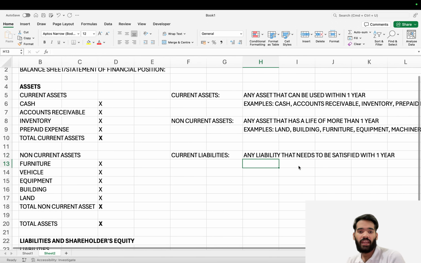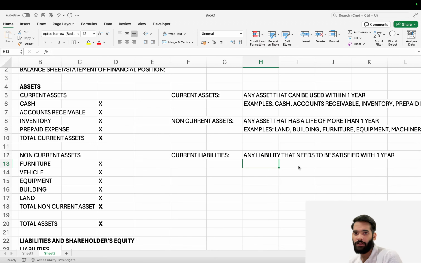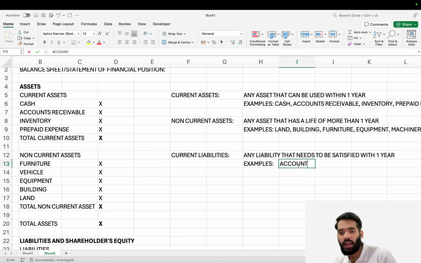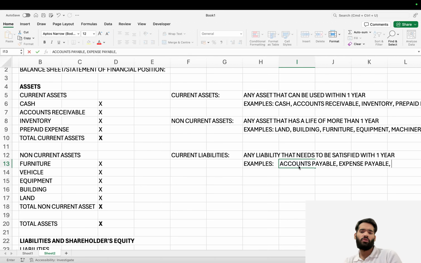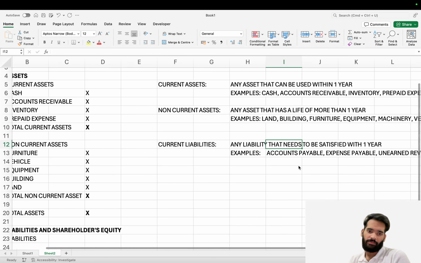That means any liability that you have to fulfill. Let's say I owe someone money and I have to pay within 2 months. That's a current liability. What are the examples? Like I said, you should always be aware of some examples. Accounts payable, any expense payable that you might have, and unearned revenue can be current and non-current, but for the most part, usually it's a current liability.